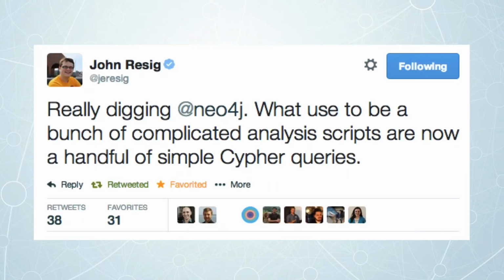So here's a quote. For those of you who aren't familiar with John, John is the creator of jQuery, perhaps the most popular JavaScript library on the internet. And John really loves Neo4j because it simplifies life. He was able to take a bunch of complicated analysis scripts and make them into a handful of simple Cypher queries. So what does a graph look like?